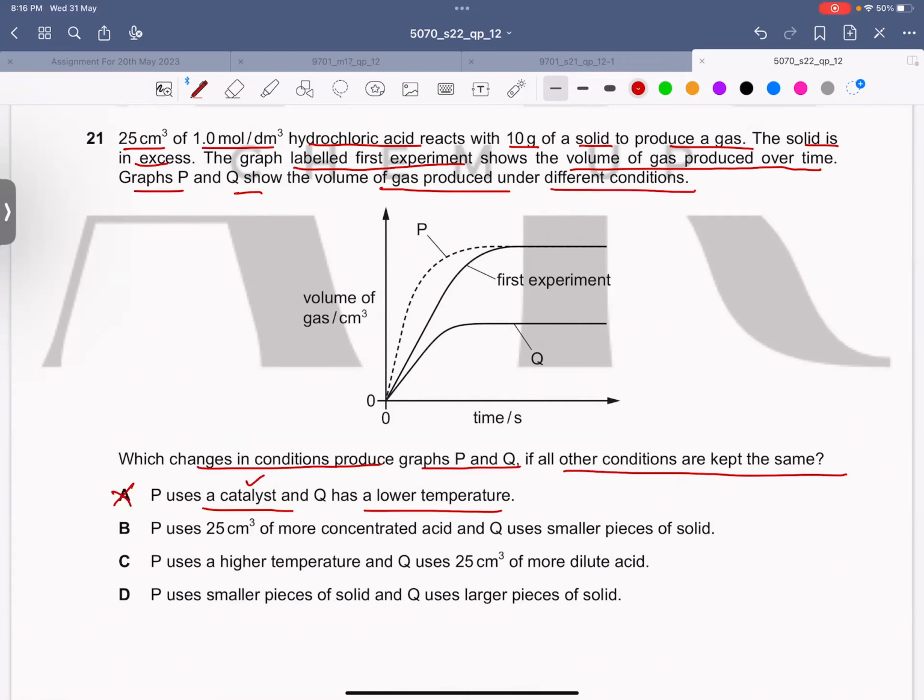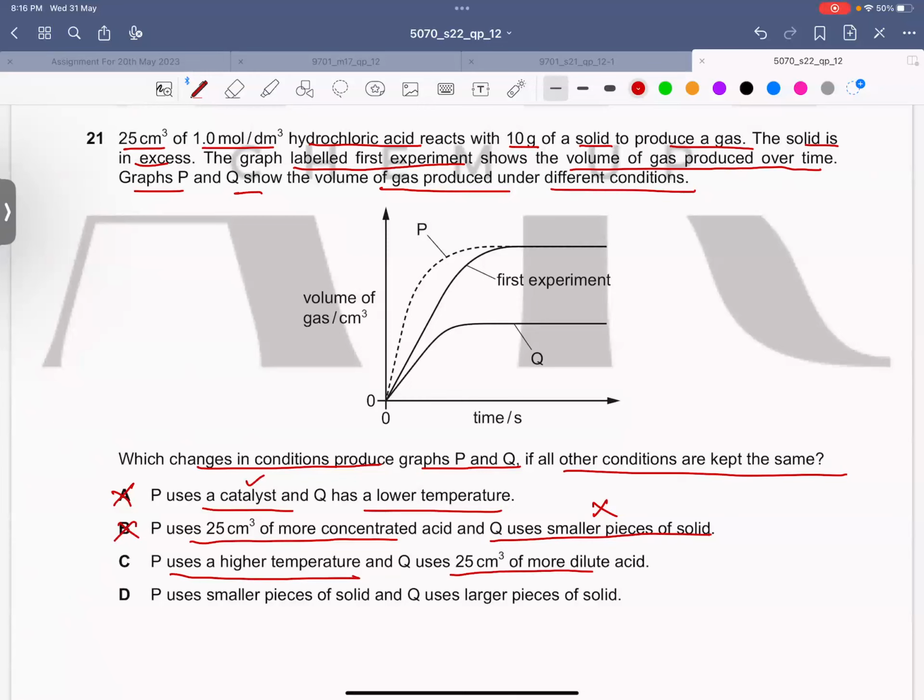P uses 25 centimeter cube more concentrated acid and Q uses smaller pieces of solid. If the pieces are smaller, then the reaction would be faster, which makes the gradient of Q greater than the first experiment. So B goes wrong as well. P uses a higher temperature. Yes, that can be a possibility, but due to the higher temperature the rate would be faster, so it's also wrong. The gradient of P is high.